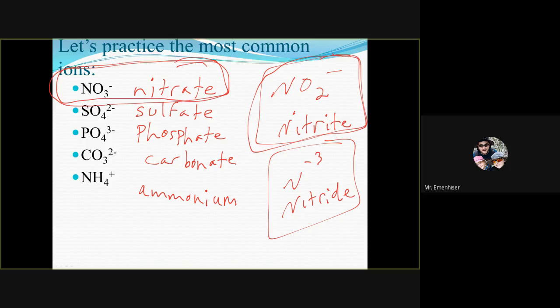Ate and ite are two different endings for most polyatomic ions. IDE is usually saved for monoatomic, meaning it's just one element, so in this case, just nitrogen. If it's "ide," it usually just means one element. Now there are 2 exceptions that I should mention right now. Hydroxide is OH minus. It ends in "ide," but it has 2 elements. And then cyanide is another one that has 2 elements, but it ends in IDE. Other than those 2, if it has ate or ite, it's more than 1 element, and if it has IDE, that usually means it's 1 element.